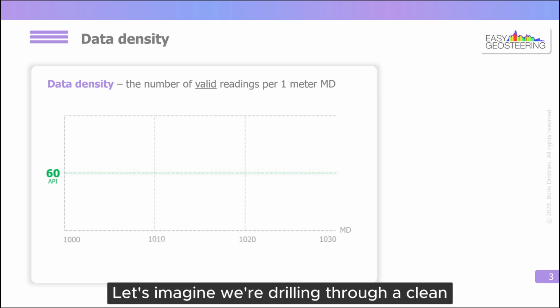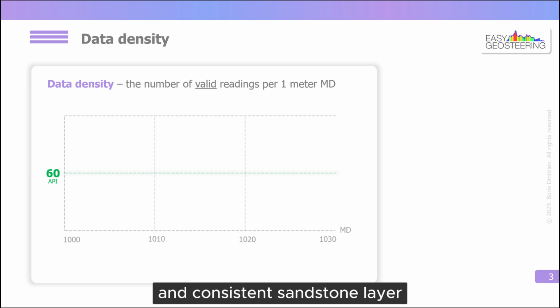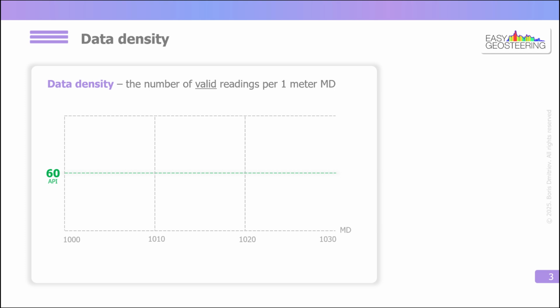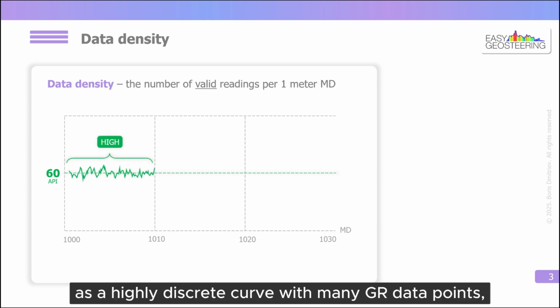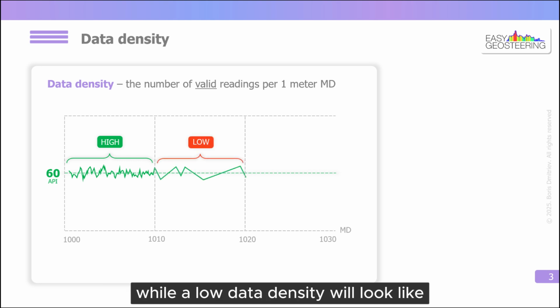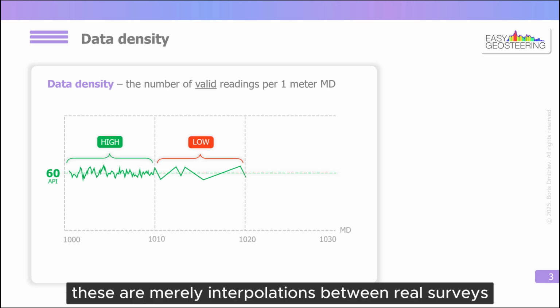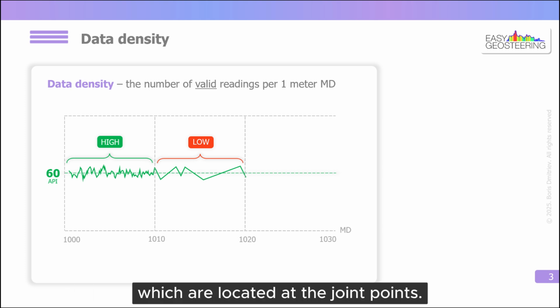Let's imagine we are drilling through a clean and consistent sandstone layer characterized by a gamma ray of 60 API. A high data density log will appear as a highly discrete curve with many gamma ray data points, while a low data density will look like a series of straight line segments. There is no actual gamma ray data in straight lines. These are merely interpolations between real surveys, which are located at the joint points.